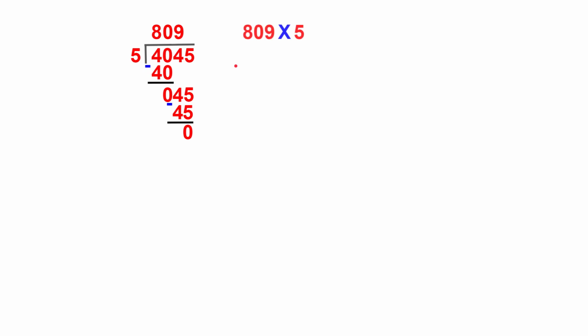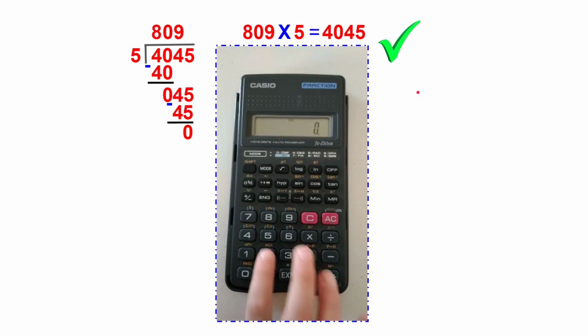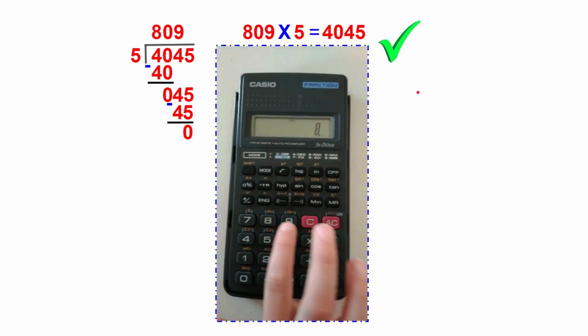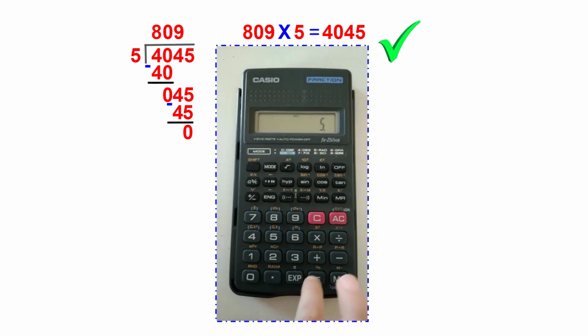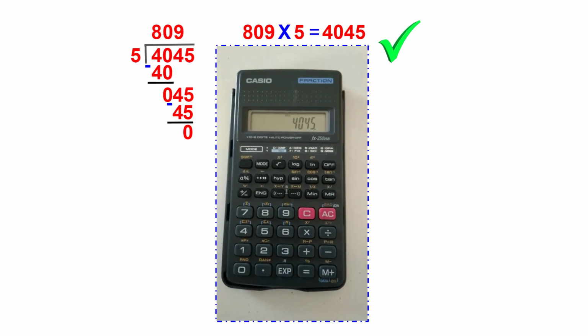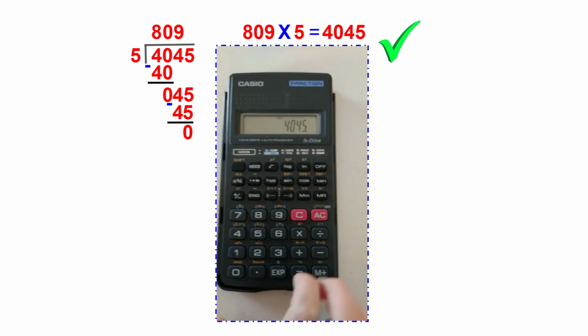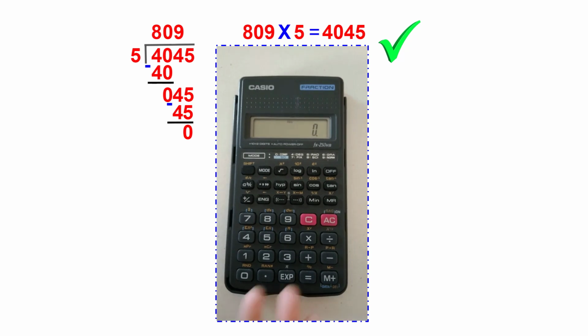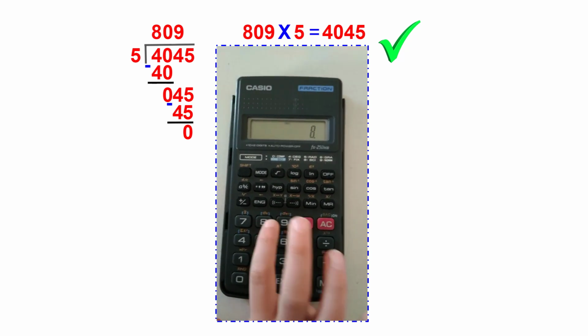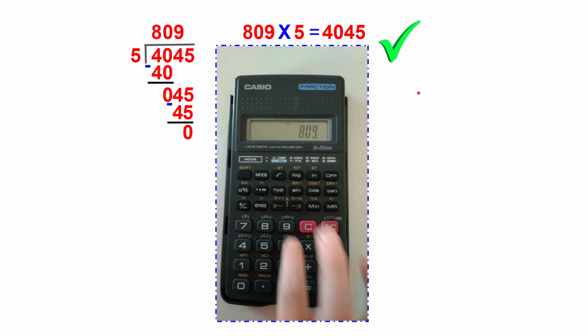Let's check ourselves. That's great. And let's check ourselves with a calculator. 809 times 5 is 4,045. Divided by 5 is 809. Let's take a look at the next example.